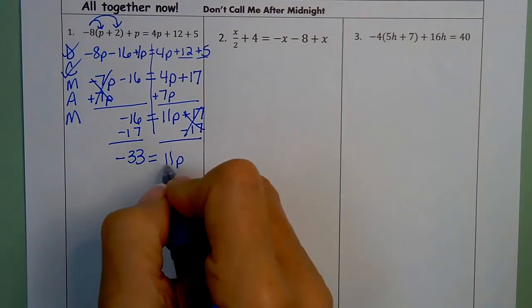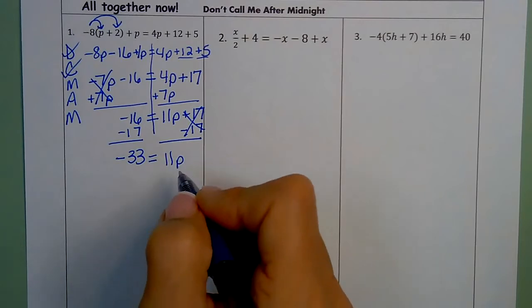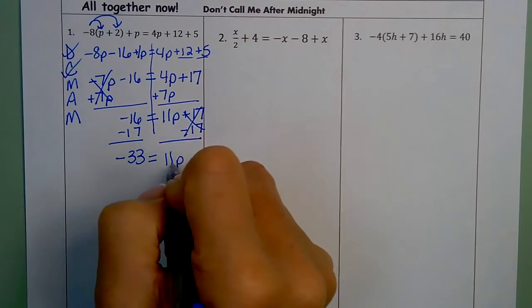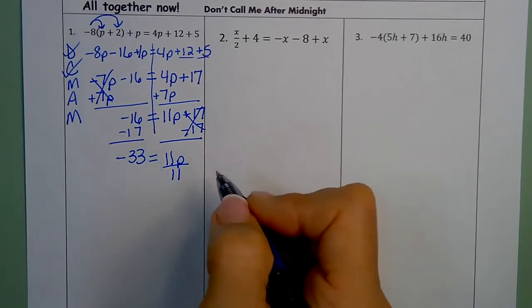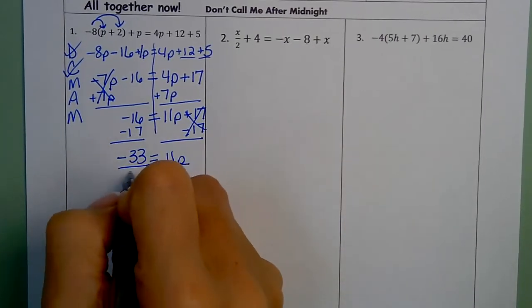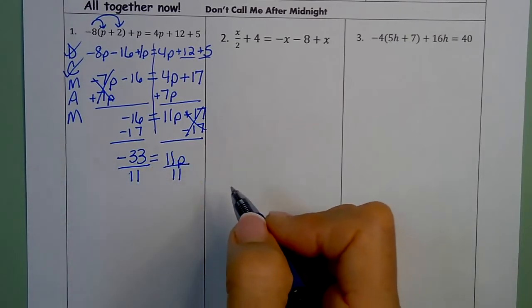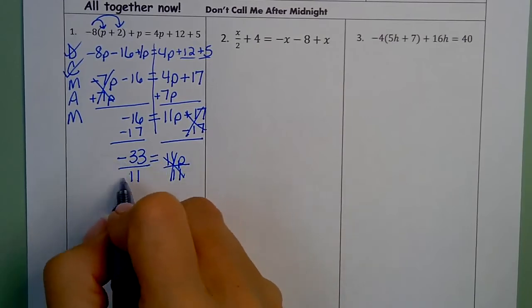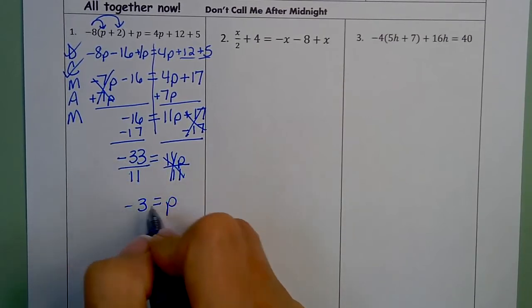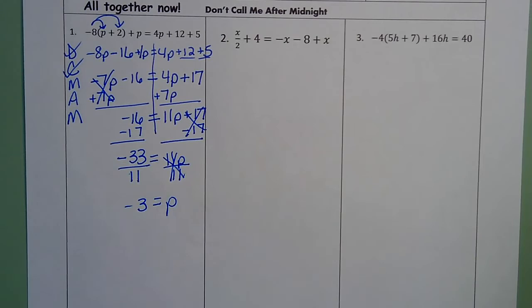I'm not done yet. I need p by itself. So instead of this being multiplied by 11, I'm going to divide by 11. Do that here. I have to do it here. That cancels. So I end up with -3 equals p. All right, now the next thing I need to do is check this.